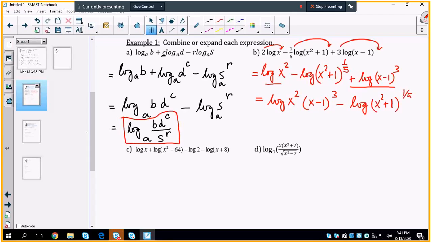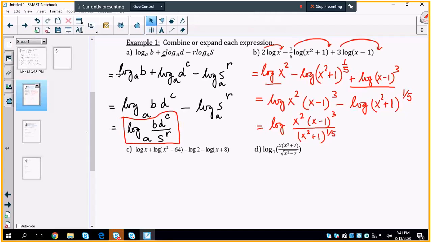Because of the minus, it reminds me of quotient rule. So I'm going to go ahead and say that this is log of the first one on the top, so x squared times (x minus 1) whole to the power 3 all over (x squared plus 1) whole to the power 1/5. I have combined all of the logarithmic terms, and I got my final answer.